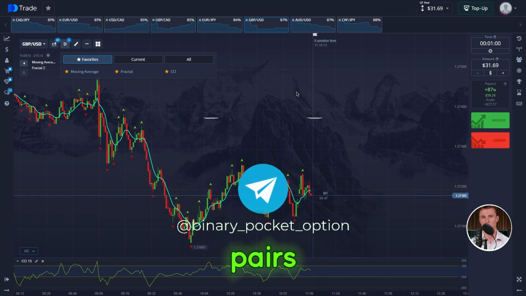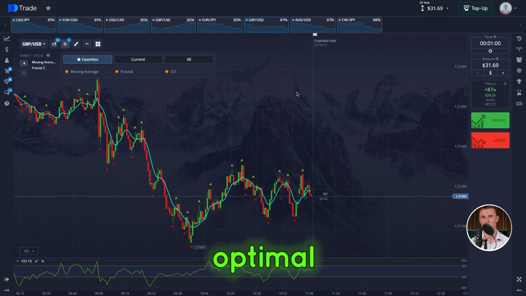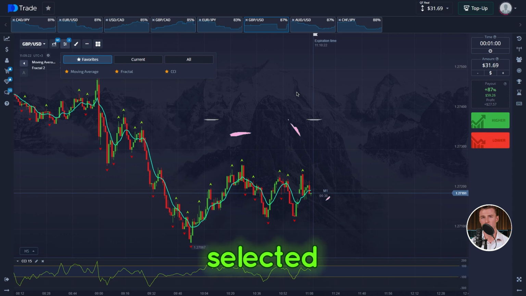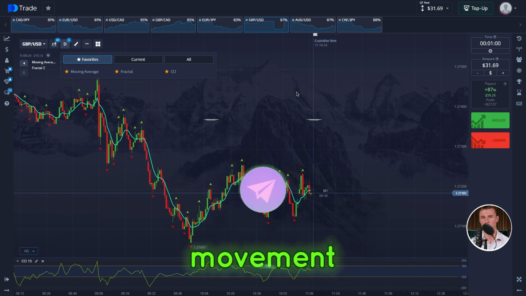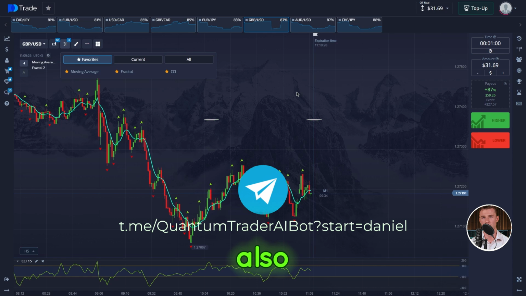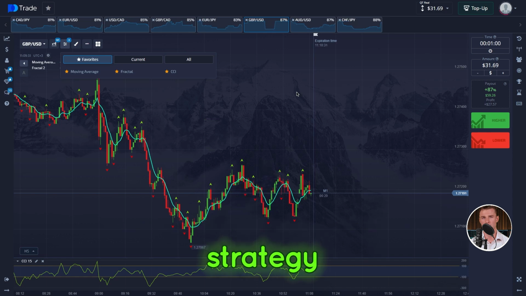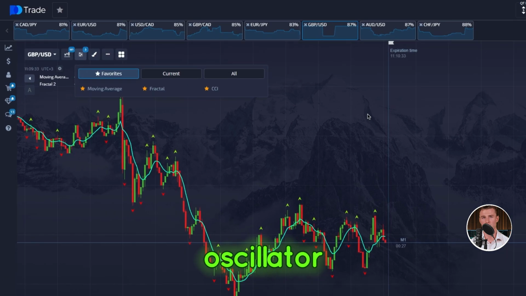All currency pairs have already been selected. The analysis has been carried out. The optimal percentages on the currency pairs for payments have also been selected, and the optimal movement on all charts has also been selected. Today, we have a universal strategy using a trend indicator and an oscillator.